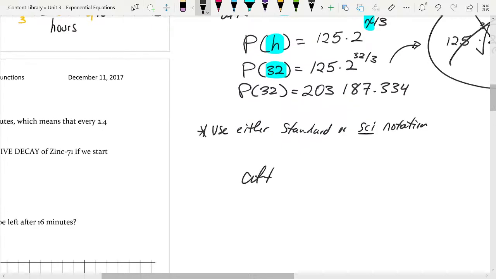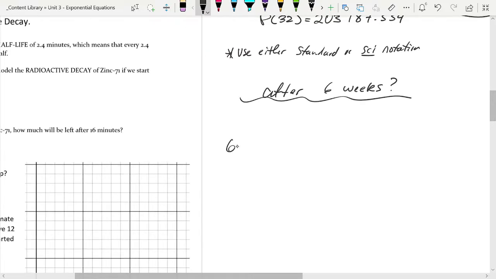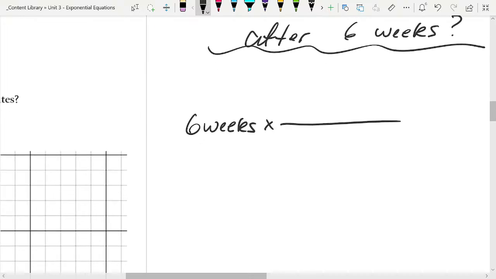What about after 6 weeks? Has anyone taken chemistry with me yet? Does anyone know the dimensional analysis? We have 6 weeks. Let's make a ratio here. We don't want to talk about weeks. What do we want to talk about? Hours. Does anyone know how many hours are in a week? I don't. But what do I know about weeks?